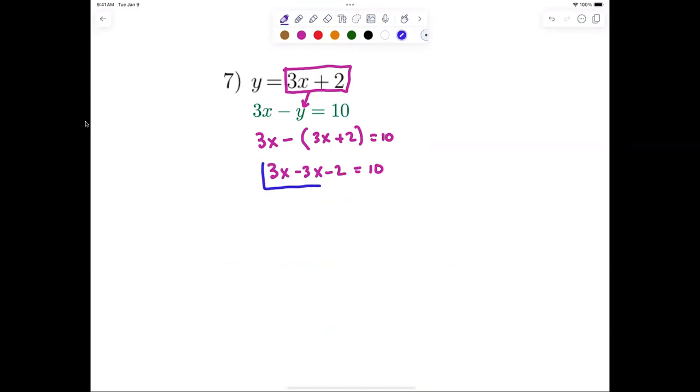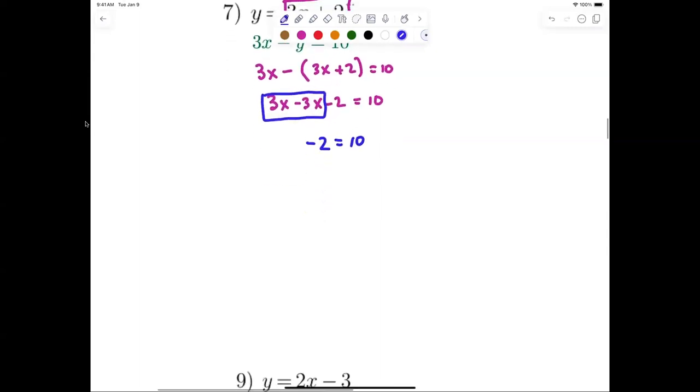Now, what's true about 3x minus 3x? It cancels. So now it says that negative 2 equals 10. Is that a true statement? No. So we say it is no solution. This is the other special case.